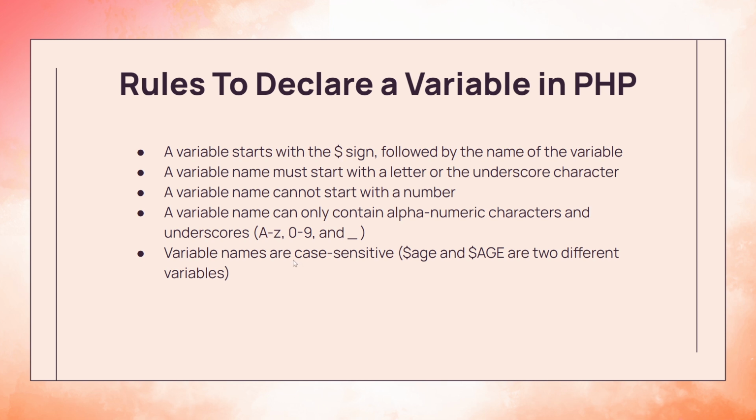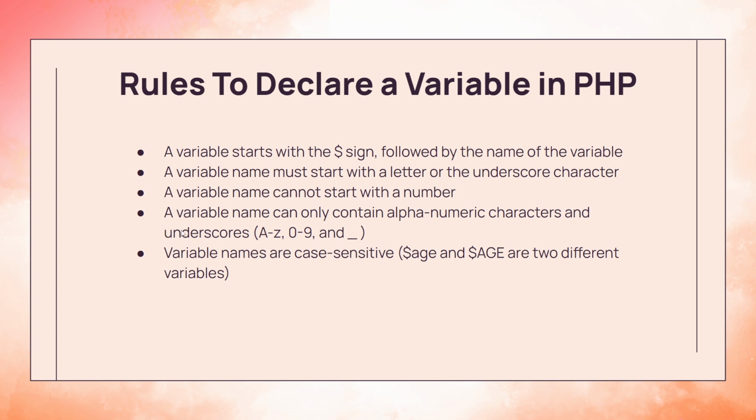The second rule to declare a PHP variable is a variable name must start with a letter or underscore character. It means you can never start a PHP variable with a special symbol or with a digit. The third rule is a variable name cannot start with a number. As I discussed before, the first character of your variable must be an alphabet letter or underscore.